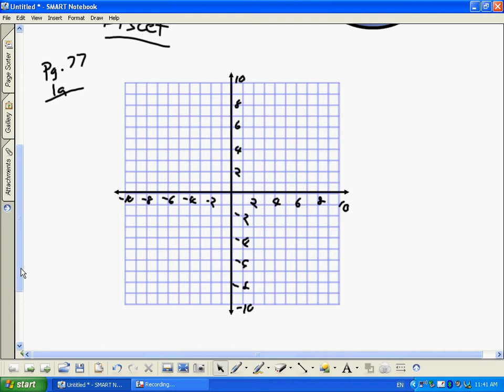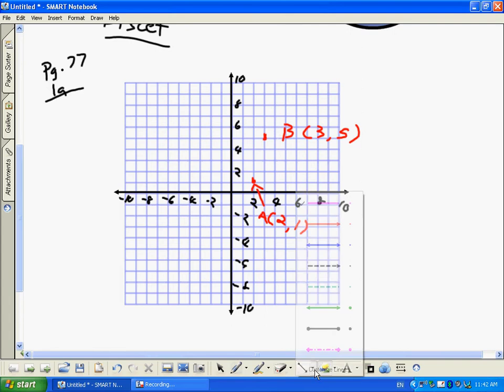So point A is at 2 and 1. So it's a little off. Here's our A, 2 and 1. So there's our point A. And our point B is at 3 and 5. Right here. Oh, geez, it is a little off. B, 3 and 5. Okay, let's get our line going. Okay, so we have our line. They've told us to estimate.